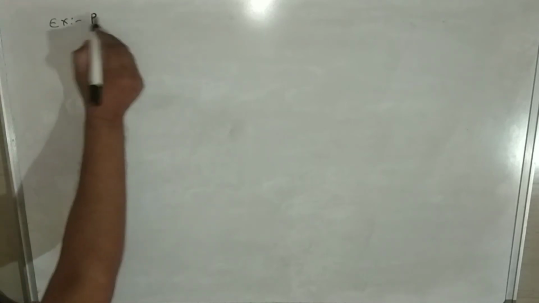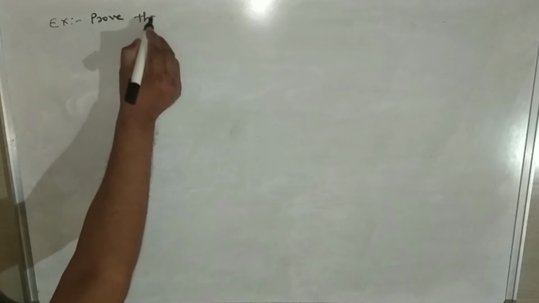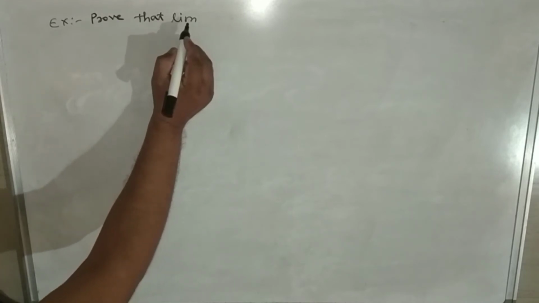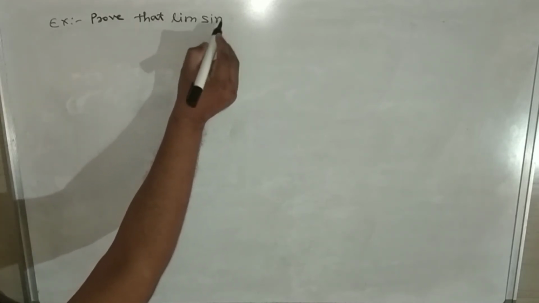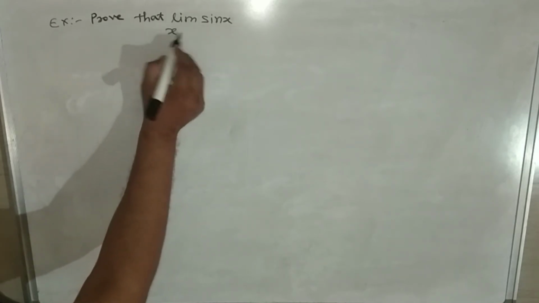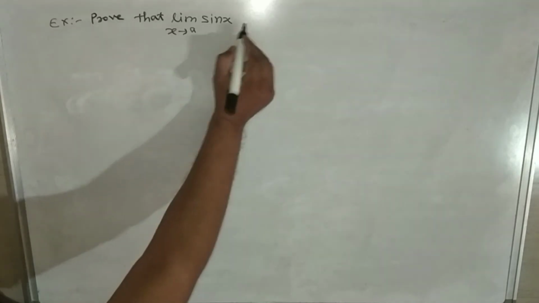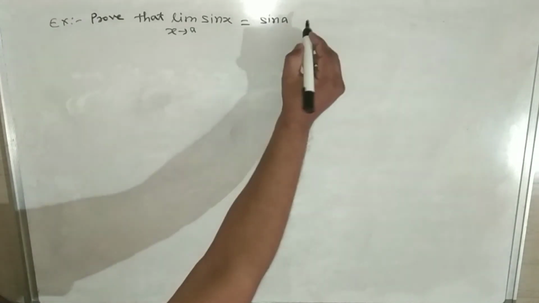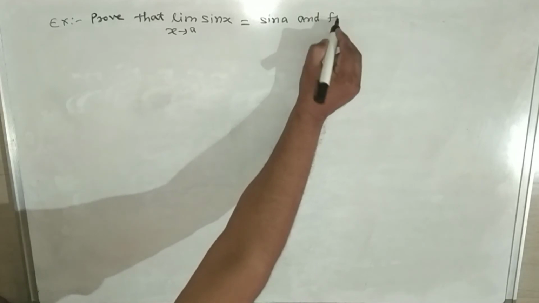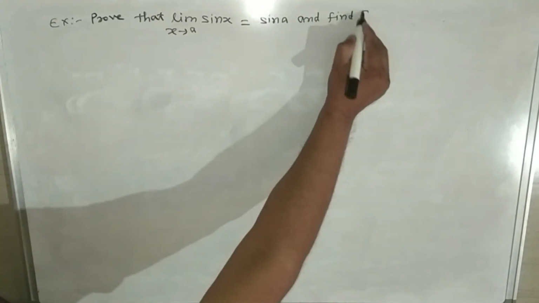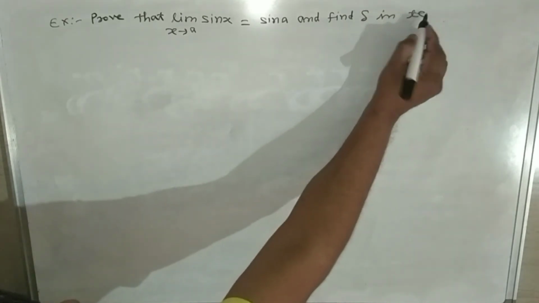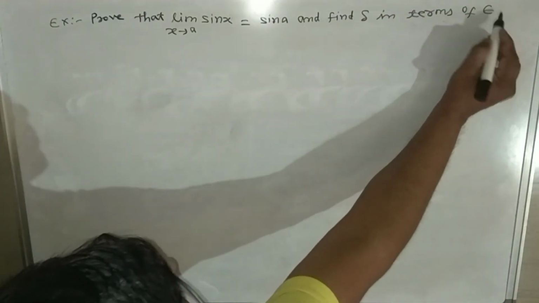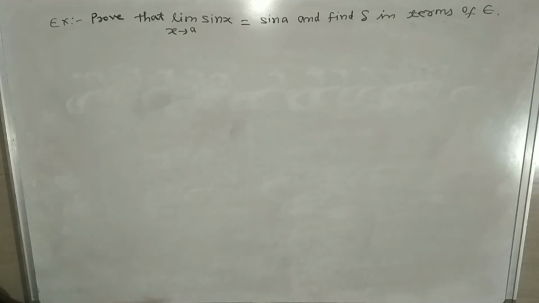Prove that limit of a function sin x as x tends to a is equal to sin a, and find delta in terms of epsilon. Now we see the solution.